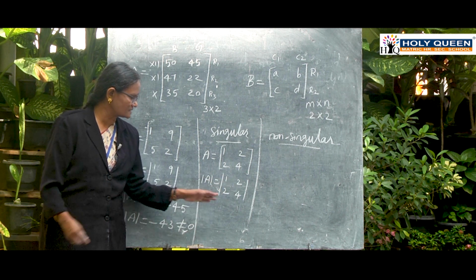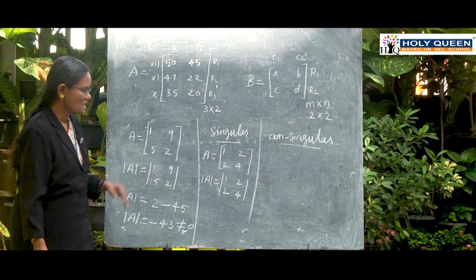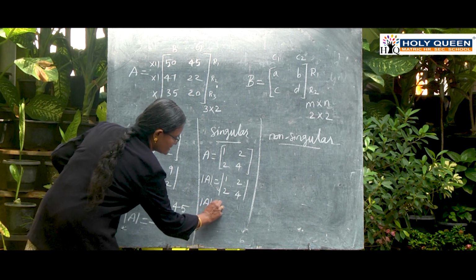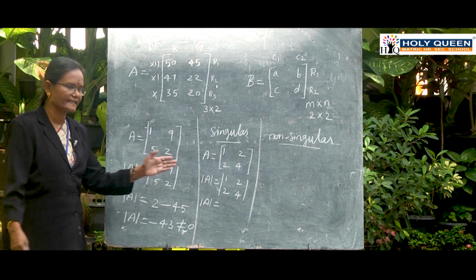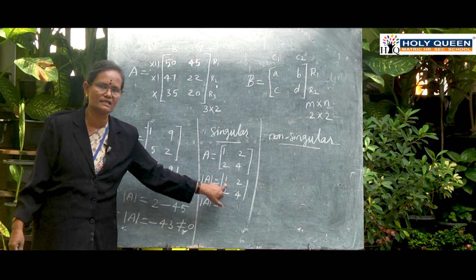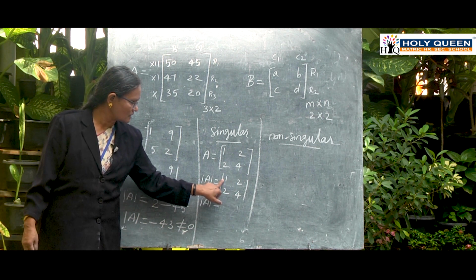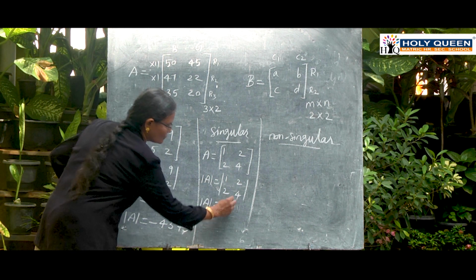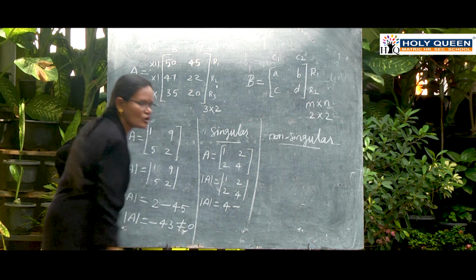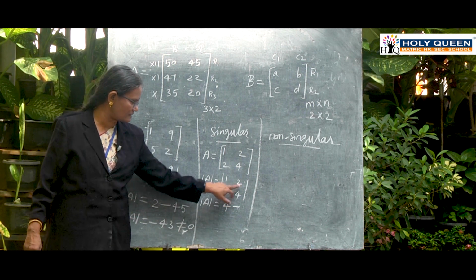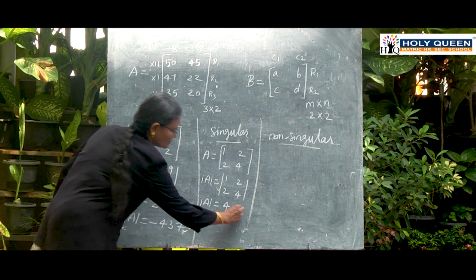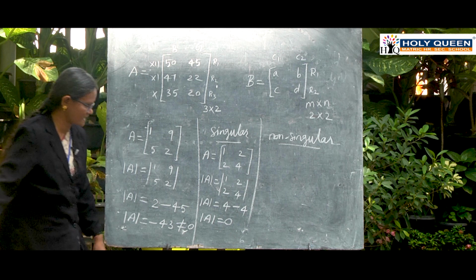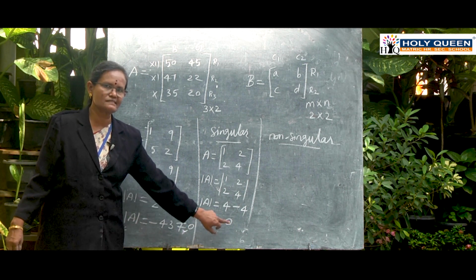How can we find the determinant value? Determinant of A is equal to the product of the leading diagonal elements. What are the leading diagonal elements here? 1 into 4. These two numbers are called the principal diagonal or leading diagonal elements. 1 into 4 is 4. Then minus the other diagonal elements. What are the other diagonal elements? 2 into 2, that is 4. 4 minus 4 is equal to 0. Therefore, the value of the determinant A is 0.